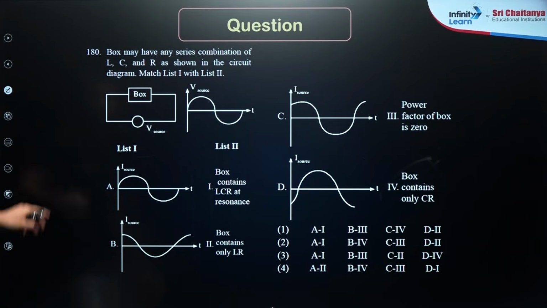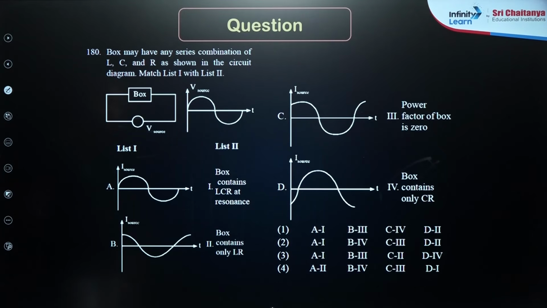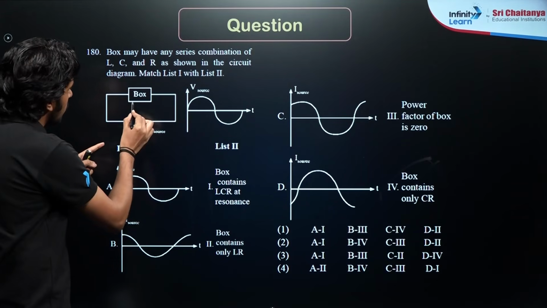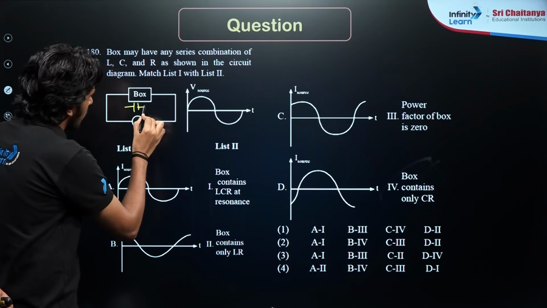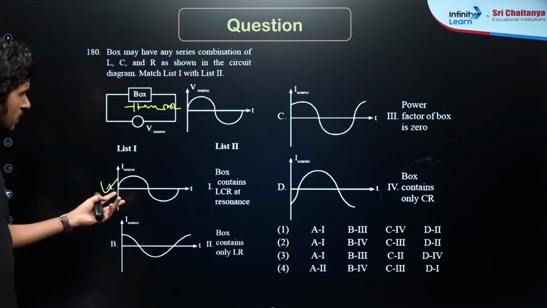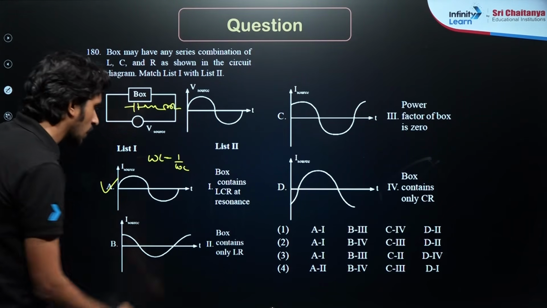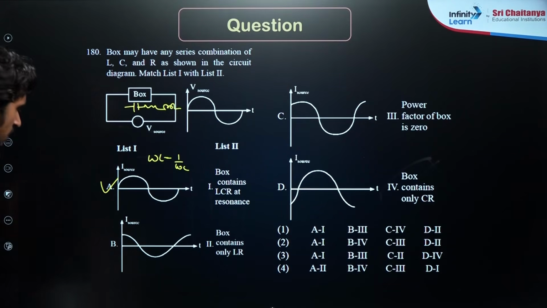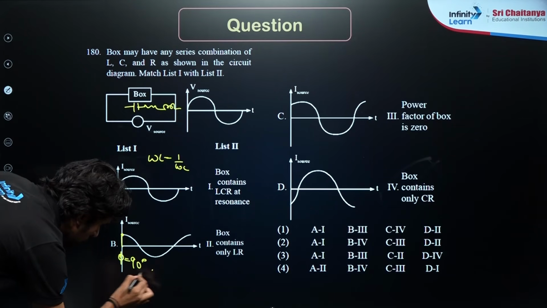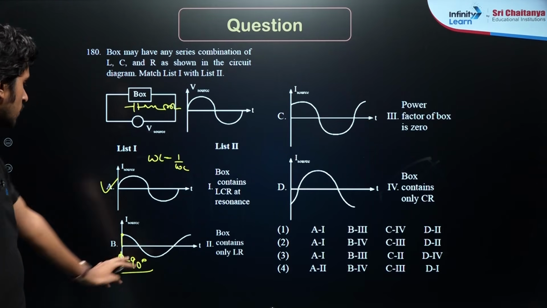Then we have boxes that may have any series combination of LCR as shown in the circuit diagram. Match list 1 with list 2. In this box we have LCR, and in this one we have LCR. So we know this A is LCR only, and it is when omega L equals 1 upon omega C. In this case phi is 90 degrees, so power factor of the box is cos phi, which is 0.